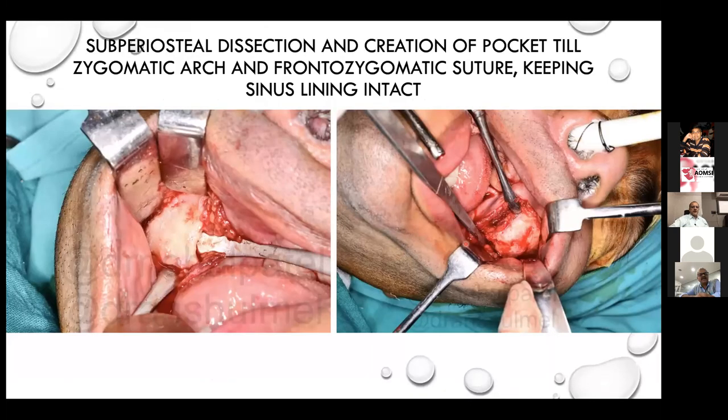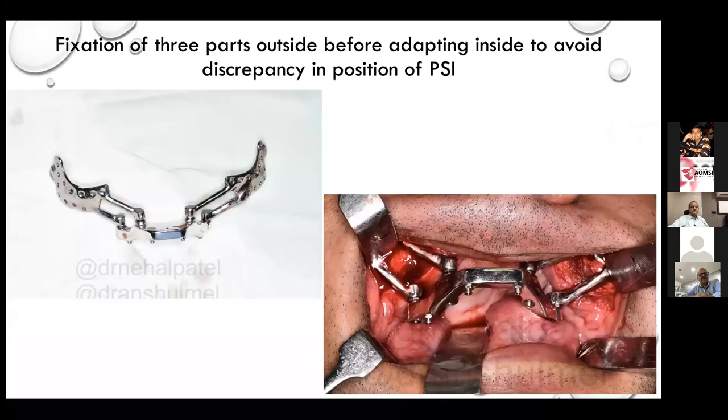And you have to undermine the zygoma, keeping the undersurface of the zygoma intact, so that you are not exposing any mucosal lining, neither the sinus lining nor the nasal lining. On one side, you undermine till the lateral orbital rim and on the posterior root of the zygoma. This can be done subperiosteally without any problem. So you have to create a pocket to accommodate the implant. This is the design, which I have fixed outside.